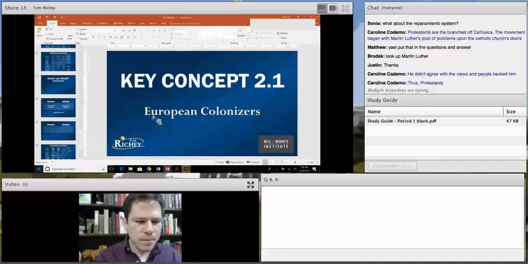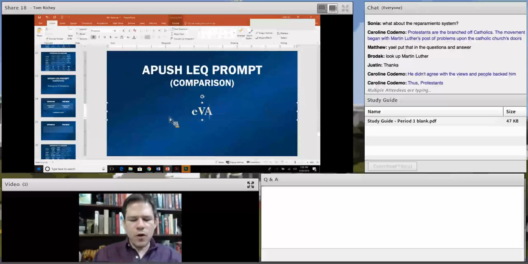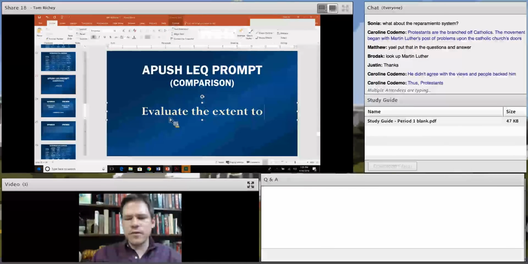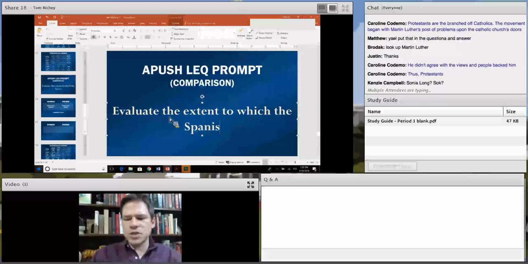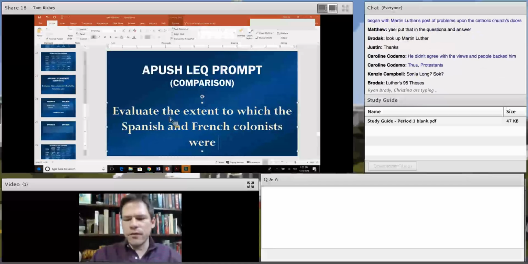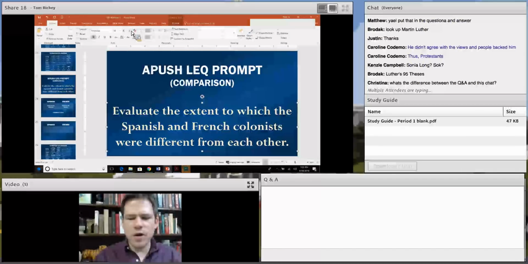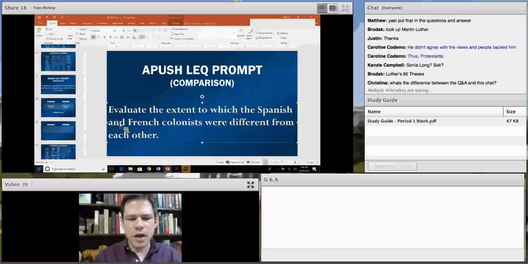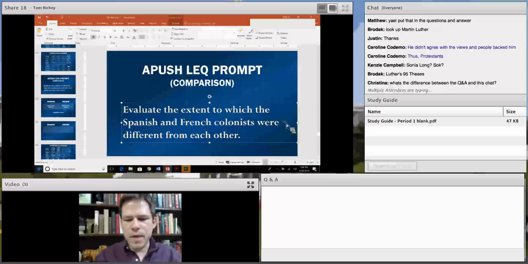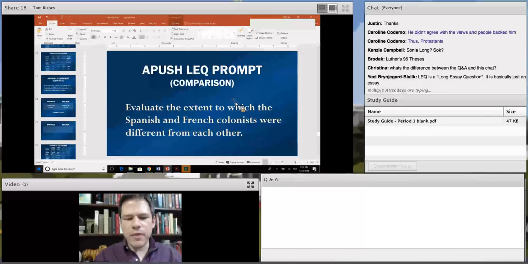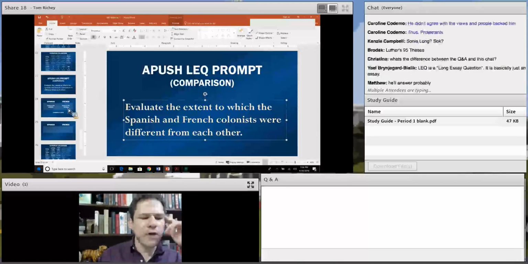Okay, and we'll do this. Let's see. So: evaluate the extent to which the Spanish and French colonists were different from each other. Okay, so something like this: evaluate the extent to which Spanish and French colonists were different from each other. And so then, as far as what we would do here, I've got a pre-writing setup that I recommend. I don't have a video on the APUSH LEQ, which I need to make, but I've got my writing clinic on my website if you want information about that.